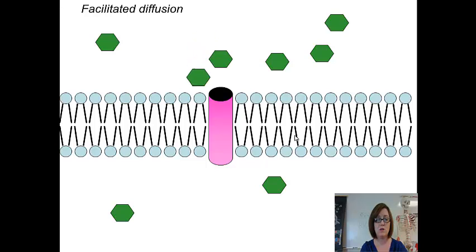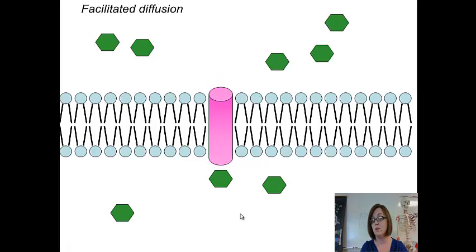Let's look at facilitated diffusion though. So earlier we said that glucose can't cross via simple diffusion. But what if we had a channel or a carrier made out of protein in the cell membrane that could allow for the glucose to cross? Glucose is still following its concentration gradient. It's going from an area of high concentration to an area of low concentration. So that's diffusion. It's just being helped. It's facilitated.